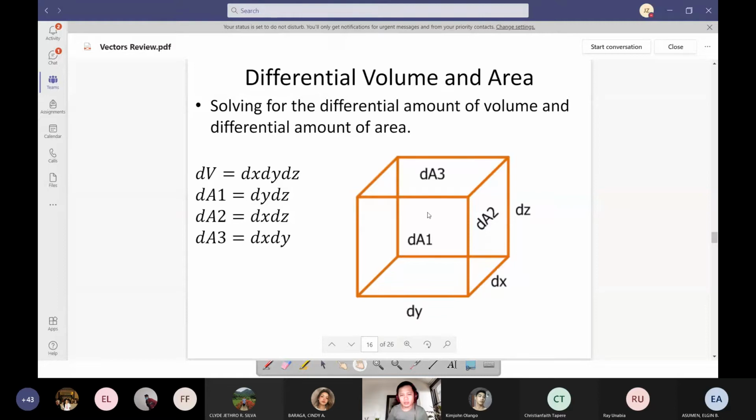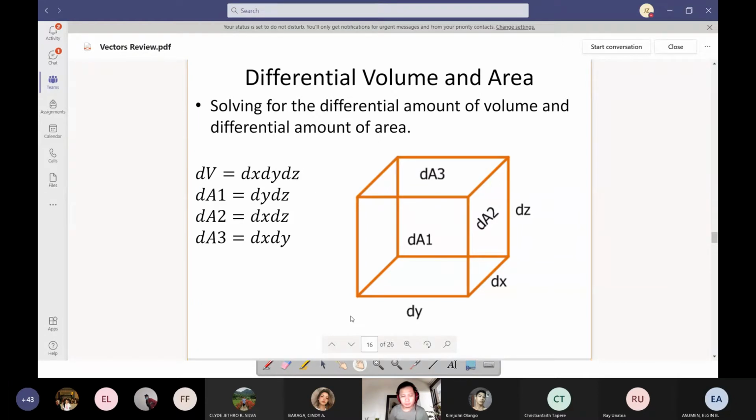The area at the back is just the same as the area at the front. The left area is just the same as the right area. And the bottom area is, of course, the same as the top area. Okay? So that's why we only have these three differential areas.